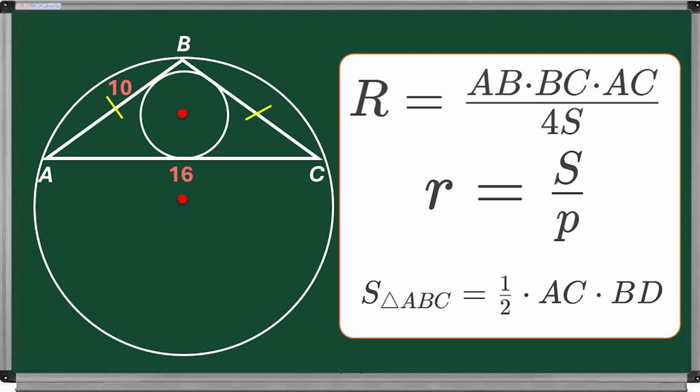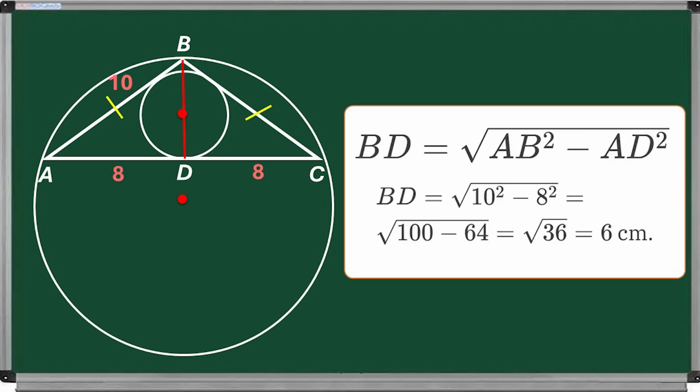The formula for the area of a triangle is 1/2 times the base times the height. We know the base AC is 16, so we need to find the height. We draw the altitude BD from vertex B to the base AC. Since it's an isosceles triangle, this altitude also bisects the base. So AD is half of AC, which is 8.